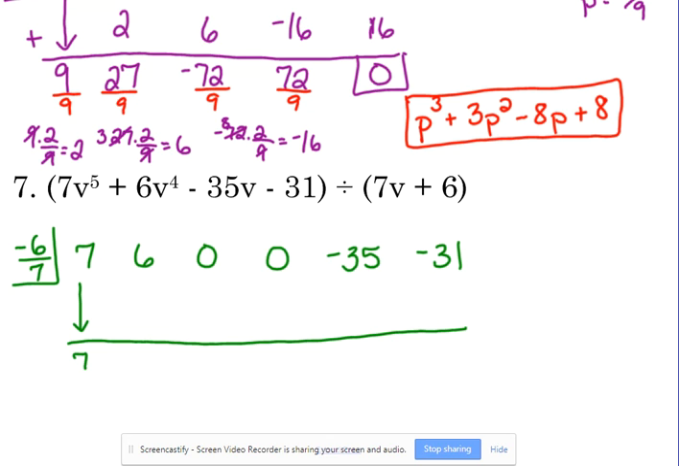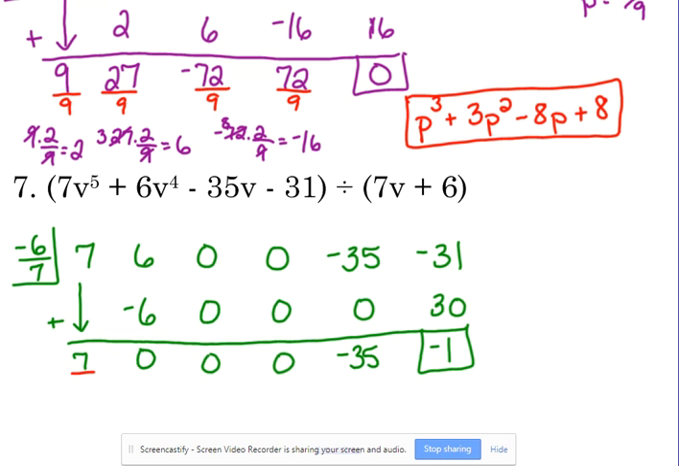7 times negative 6 over 7 is negative 6. 6 plus negative 6 is 0. Multiply anything by 0, the result is 0. Add 0 to 0, you get 0. We multiply by 0 again. It's getting a little boring. 0 plus 0 is 0. Multiply one more time by 0. Finally, we add and we get something else. Negative 35. Negative 35 times negative 6 over 7. Negative times a negative is a positive. 35 divided by 7 is 5. 5 times 6 is 30. And then negative 31 plus 30 is negative 1.